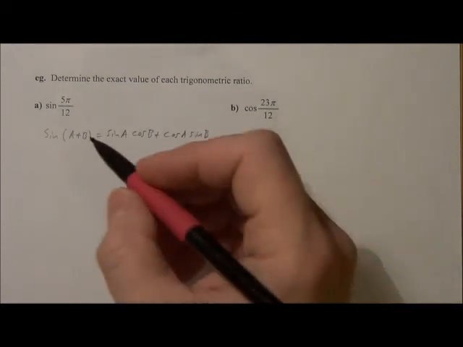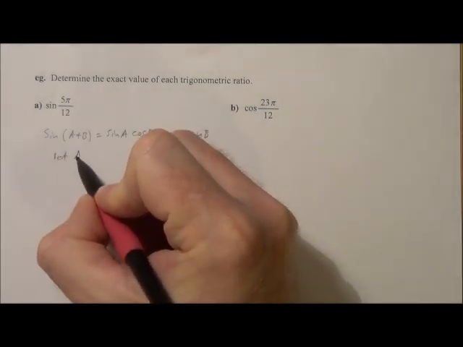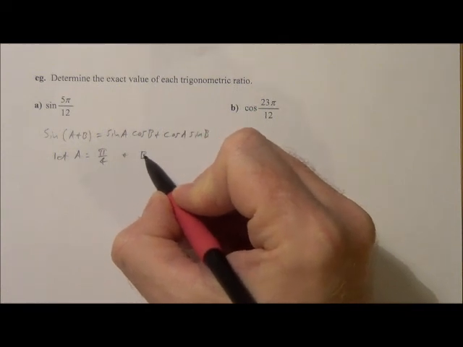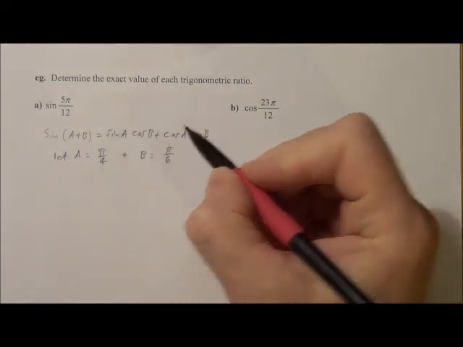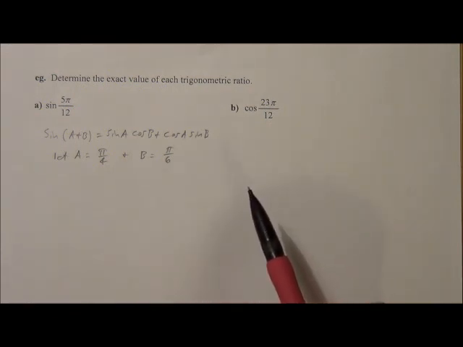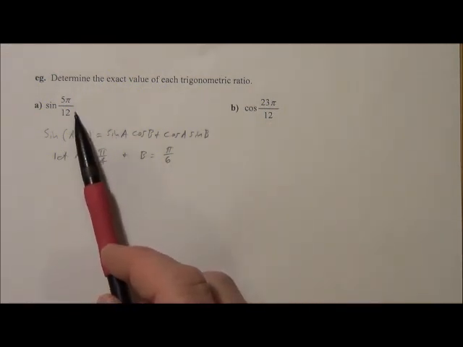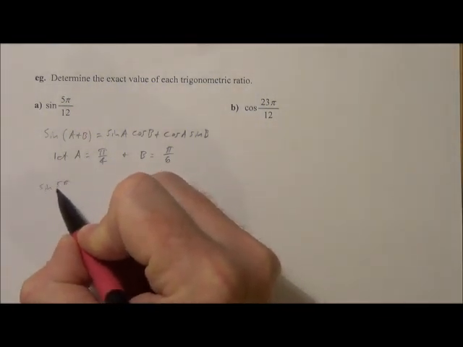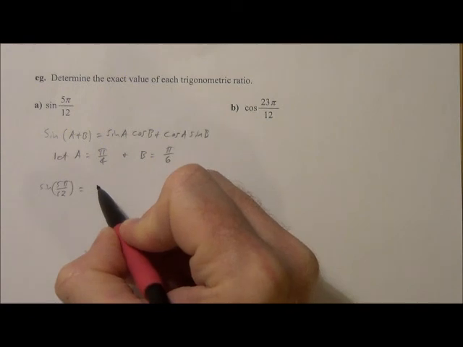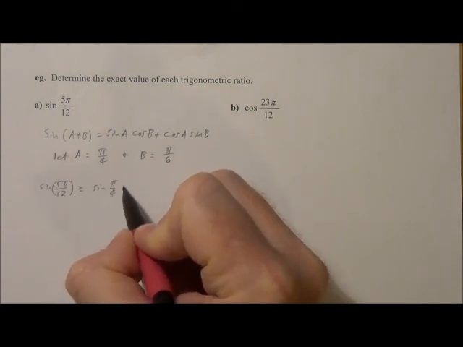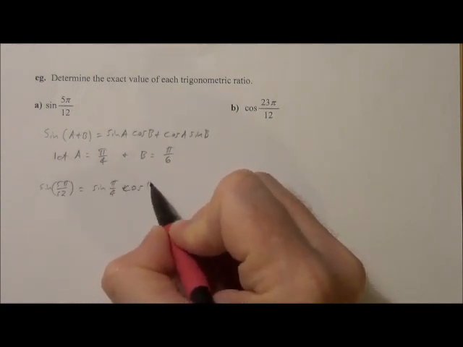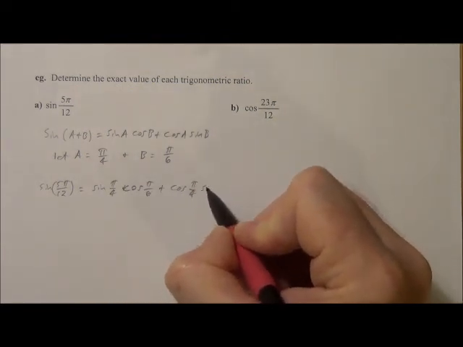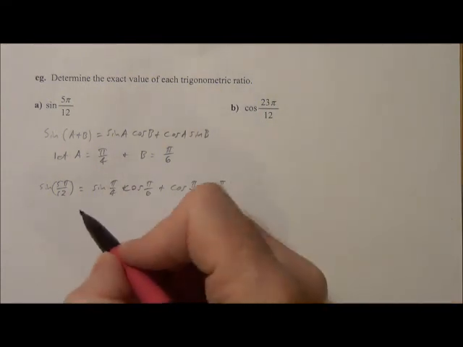Okay, so from the previous example we knew that pi by 4 and pi by 6 with a common denominator of 12 will add together to give you 5 pi by 12. So then sine of 5 pi by 12 equals the sine of pi by 4 cos pi by 6 plus cos pi by 4 times sine of pi by 6.